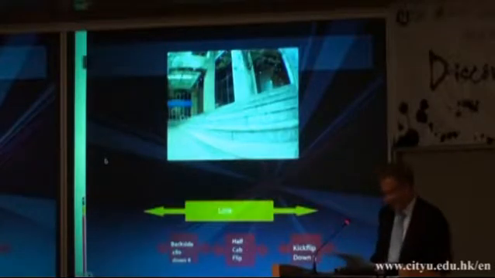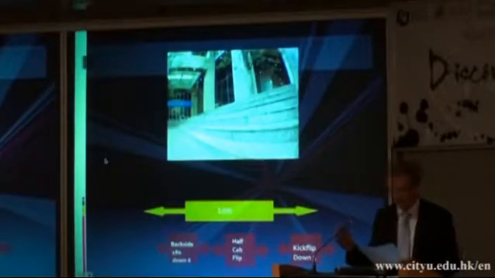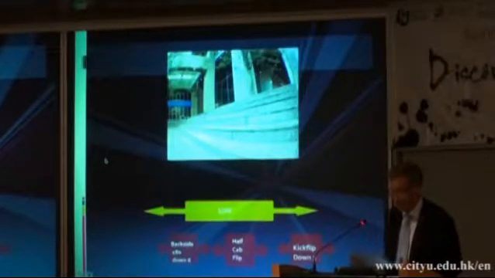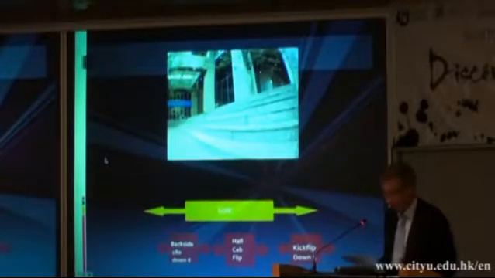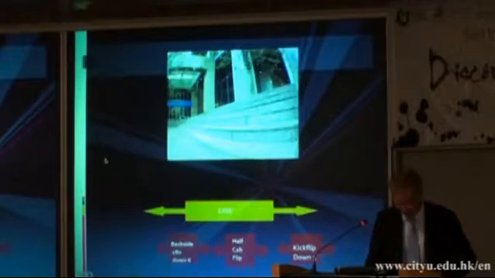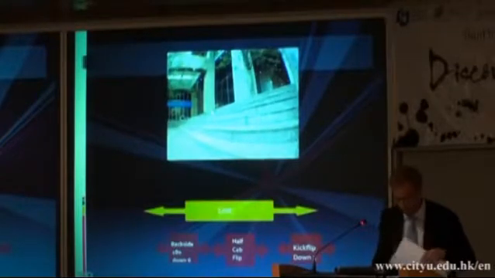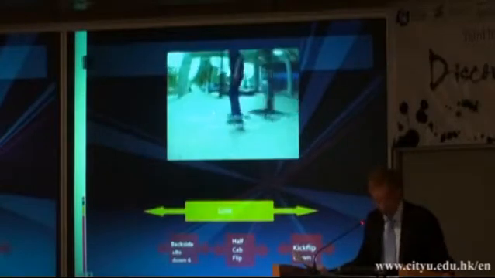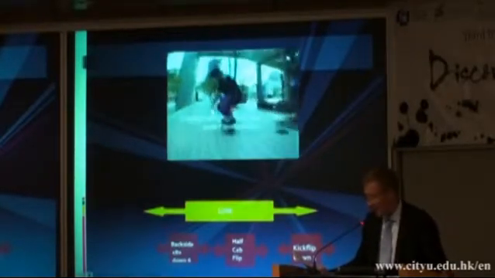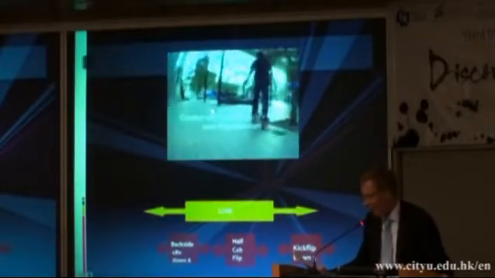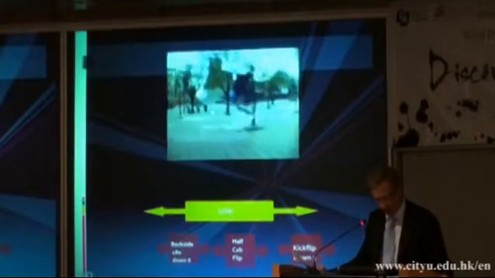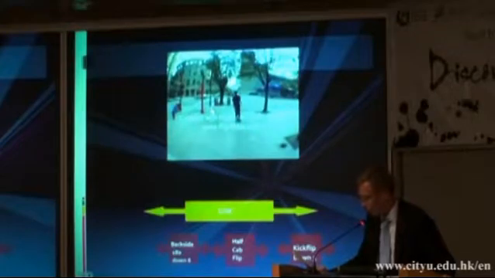The next scale up is that on which the line occurs. A line is a series of one or more tricks done in succession along a trajectory of surfaces and obstacles. This line here, for example, consists of 3 tricks. A backside 180 down 6, a half cab flip that we saw before, and a kick flip down 3.